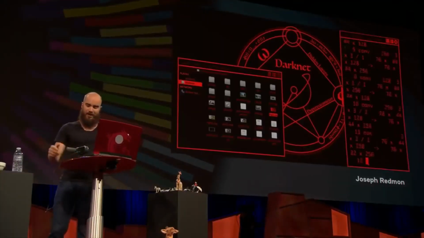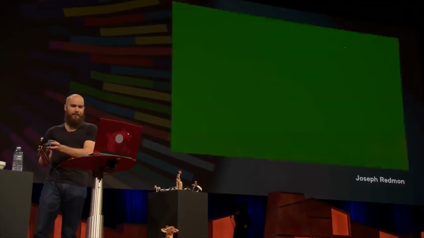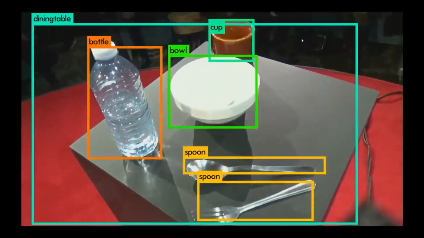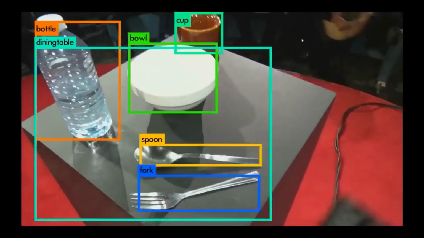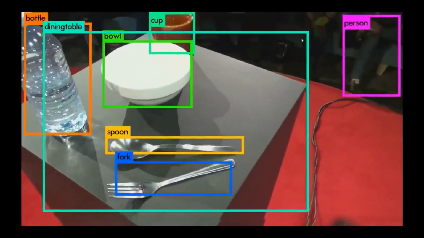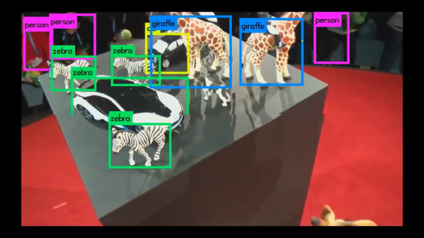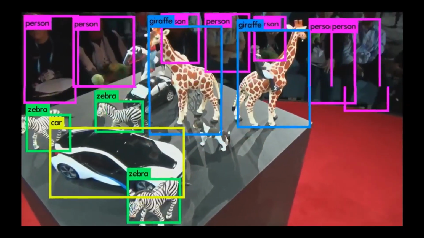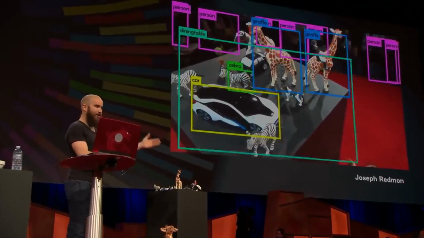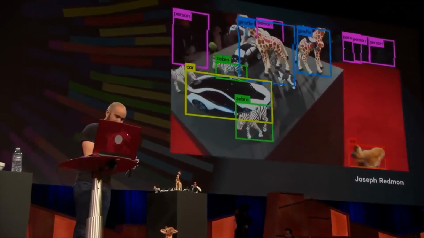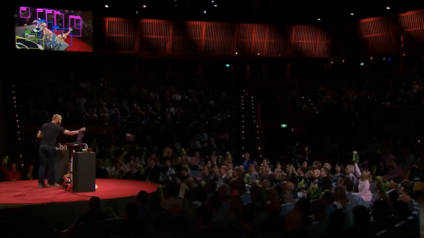This is a detector that we trained on 80 different classes in Microsoft's COCO dataset. It has all sorts of things like spoon and fork, bowl, common objects like that. It has a variety of more exotic things, animals, cars, zebras, giraffes. And now we're going to do something fun. We're just going to go out into the audience and see what kind of things we can detect. Does anyone want a stuffed animal? There's some teddy bears out there.